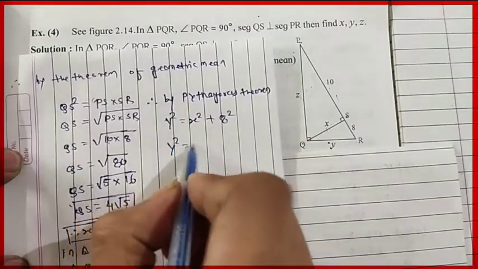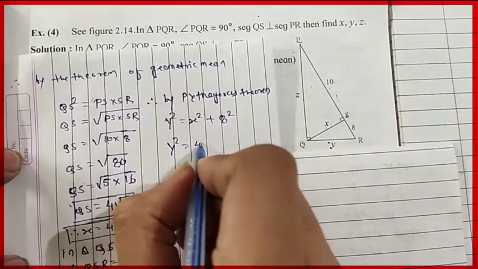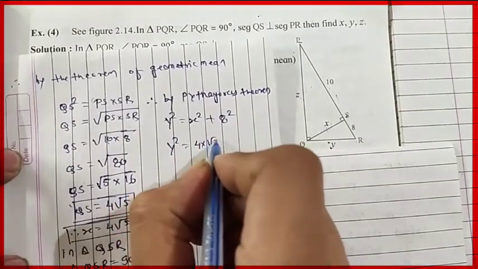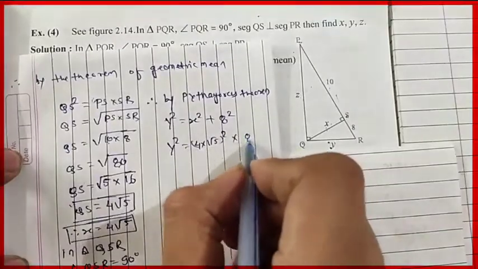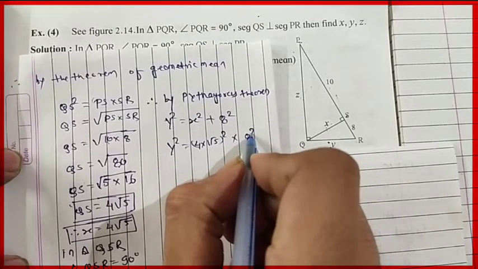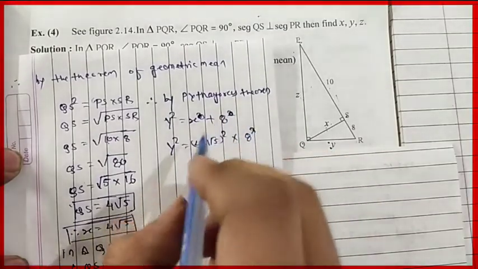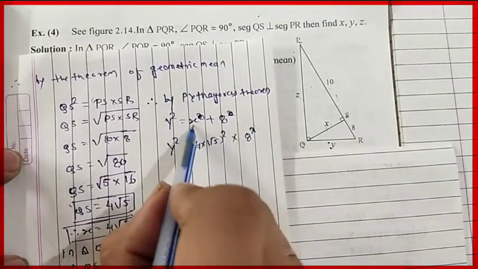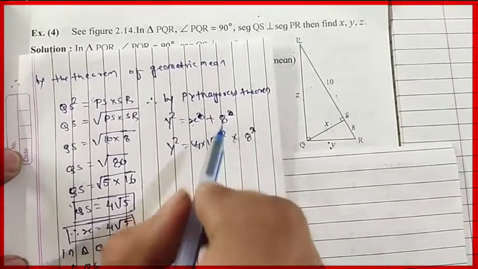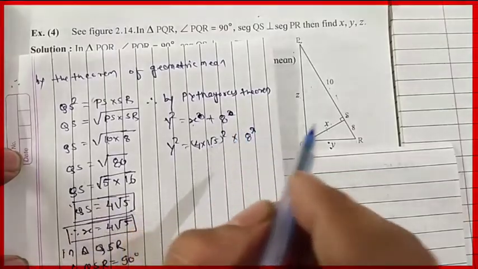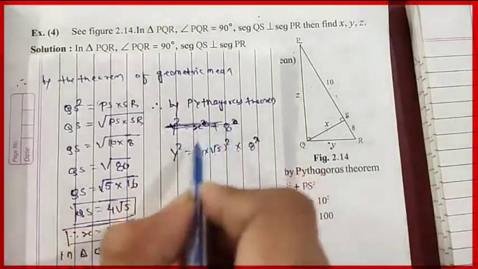So y square equals to, what is x? X is nothing but 4 root 5. So we can write 4 root 5 and its square into 8 square. No, it is not square. So y square equals to, we can write, what is x? X is 4 root 5 into 8. So we are calculating once again.